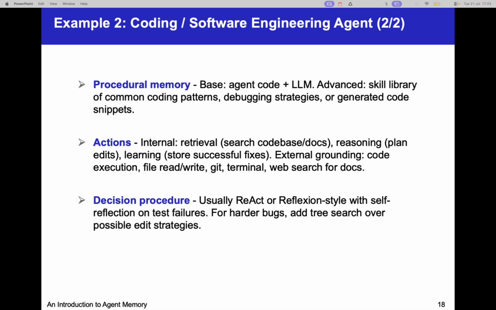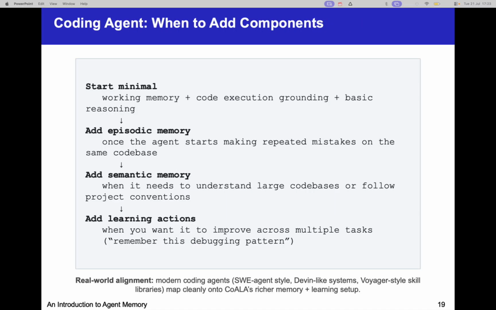Another thing that helps with the coding is procedural memory. Typically, that's a skill library, and you also give it more abilities to perform actions, right? And those are then obviously the tools and the decision procedures. Then again, we're back into prompting territory and choice of model that will provide you greater capabilities. So that's another simple model: start minimal, working memory, code execution, grounding, basic reasoning via the LLM.